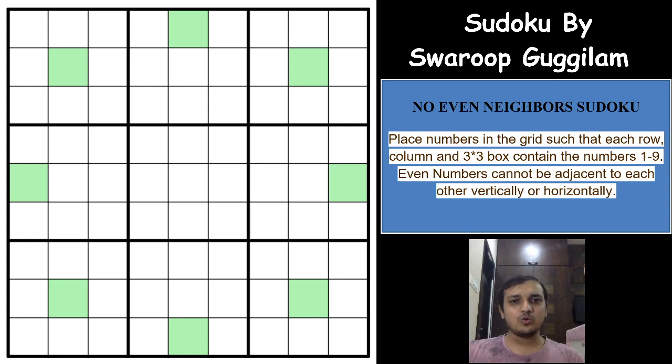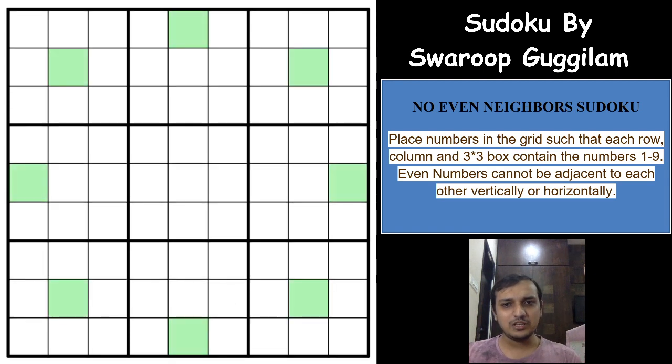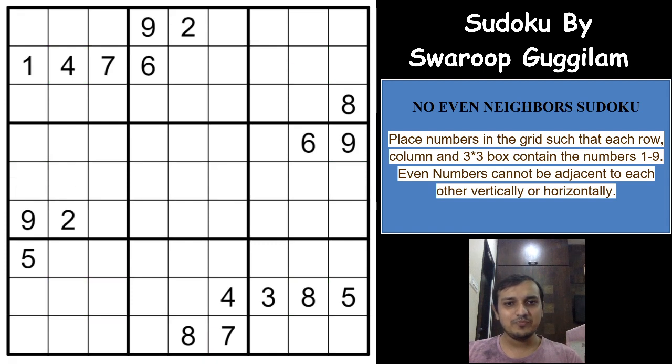Now coming on to the Sudoku, we will solve one Sudoku by Swarup Gugilam, right? And to be frank guys, the trick which I came to know was by Swarup Gugilam only. So the trick that all these 8 cells will have to be even was told to me by Swarup Gugilam, and he has constructed many no even neighbor Sudoku, and he told me that whenever he used to place an odd digit in these cells, he used to break the Sudoku. He wouldn't be able to construct the Sudoku, and which made him sure that these 8 cells will always have to be even.